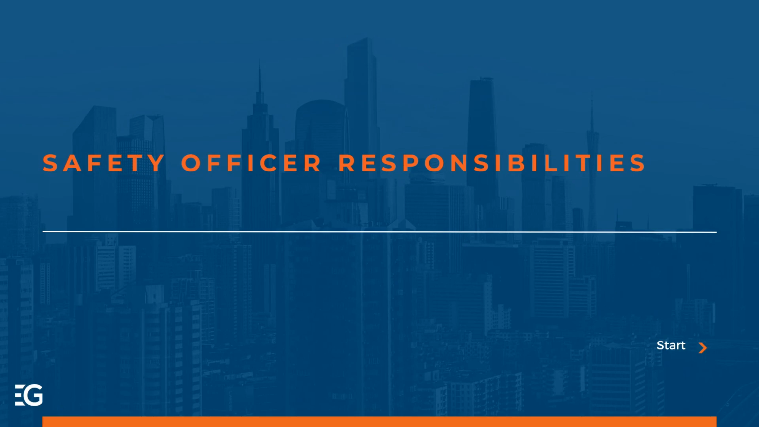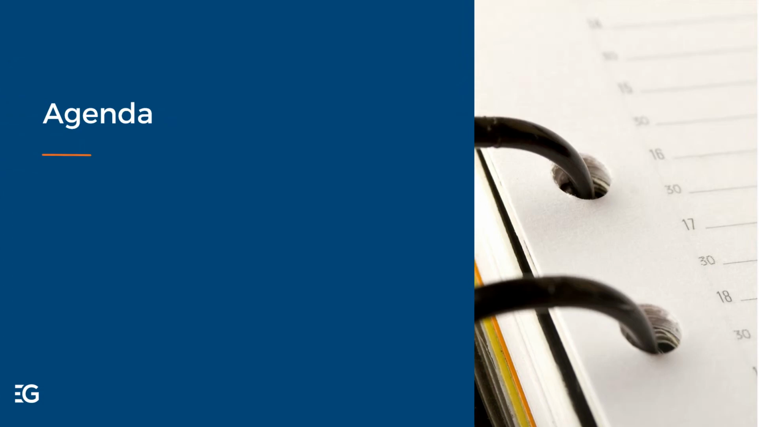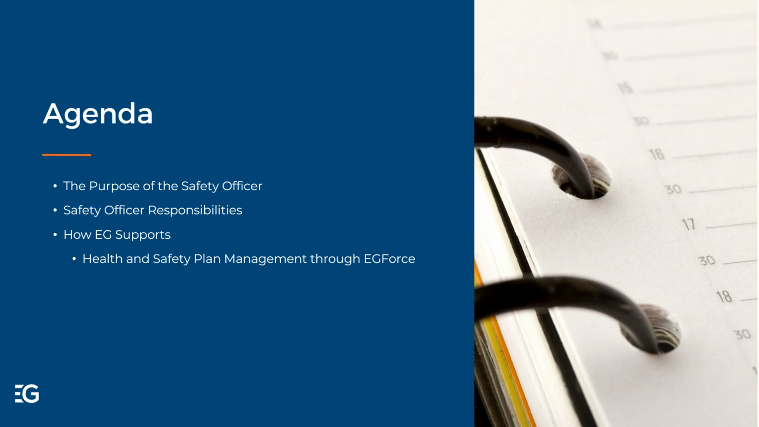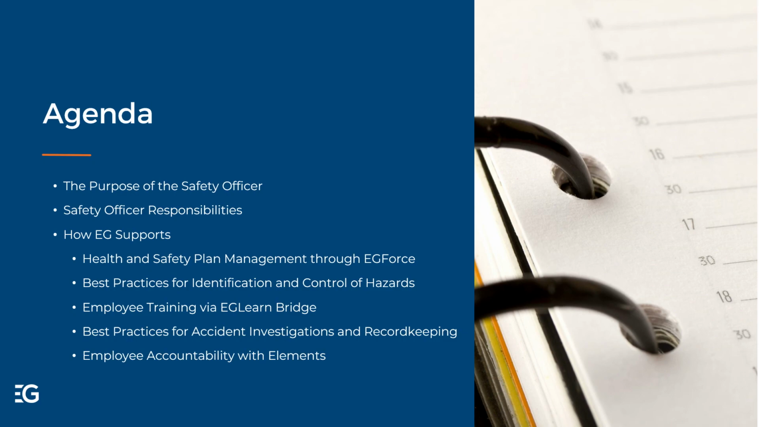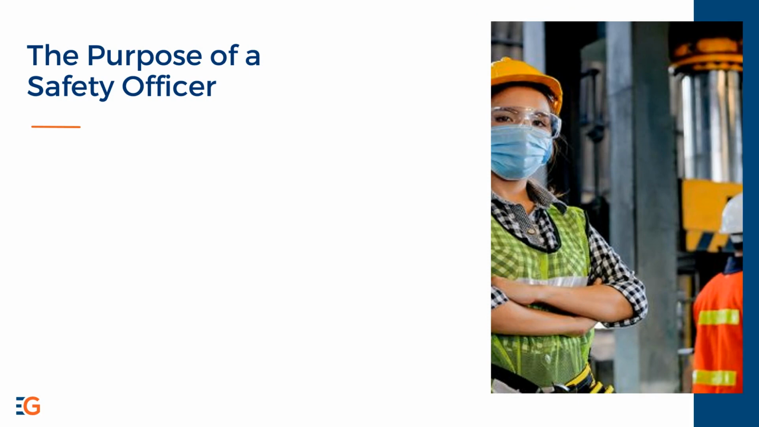This is a 10-minute segment on how to support the implementation of your company's health and safety plan with Employers Guardian. Our agenda with this segment of partner training includes the purpose of the safety officer responsibilities, how EG supports health and safety plan management through EG Force, best practices for identification and control of hazards, employee training via EG LearnBridge, best practices for accident investigations and record keeping, and employee accountability with Elements in EG Force.